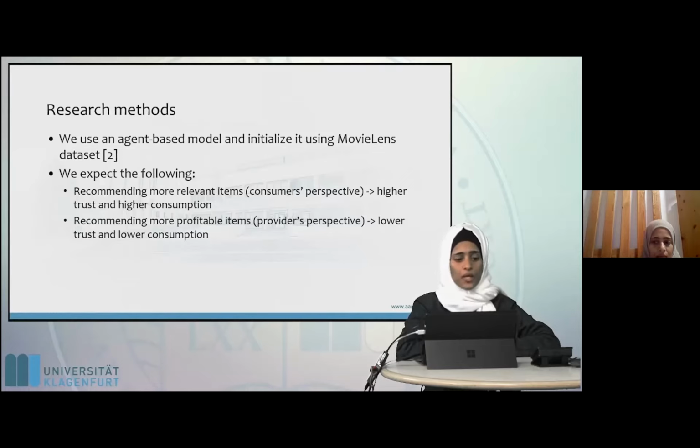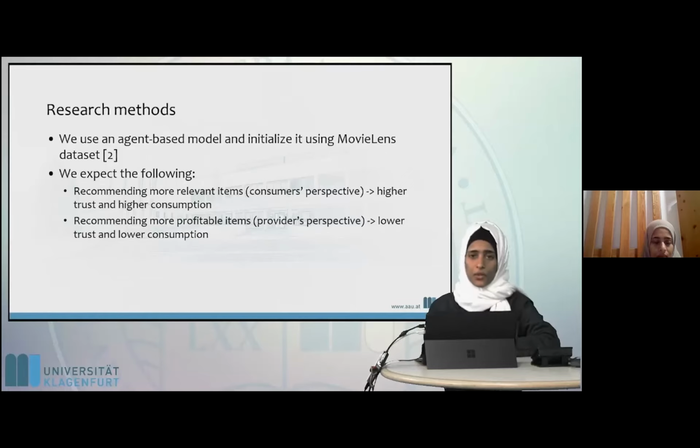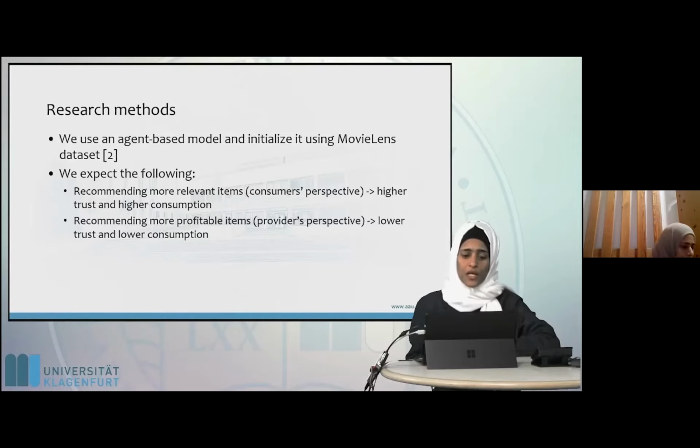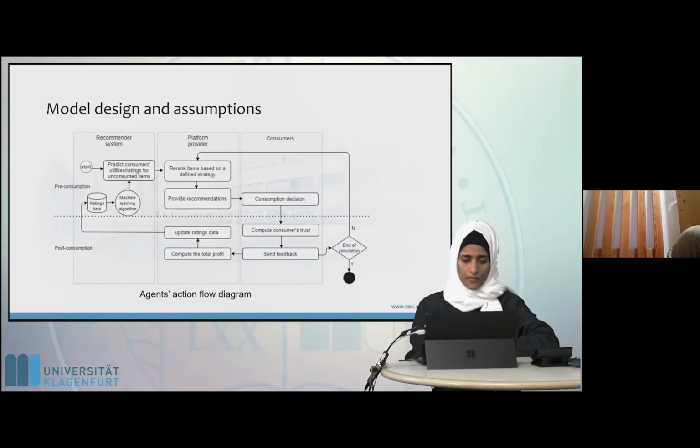Before we build the model, we have some expectations. We expect that if the recommendations are more towards maximizing the utility of consumers, this will lead to higher trust and higher consumption. And if the recommendations are more towards increasing the provider's utility or profit, that will lead to lower trust and lower consumption.